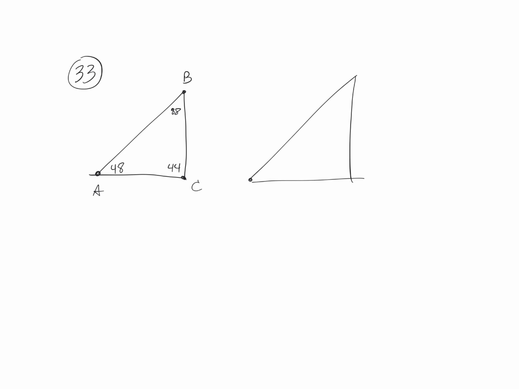Question 33. In triangle ABC, angle A measures 48 degrees. So we'll just draw it as a right triangle. This will be A, B, and C. So angle A measures 48 degrees, angle B measures 88 degrees, and angle C measures 44 degrees. So we're going to have a similar triangle over here, and this is LMN.